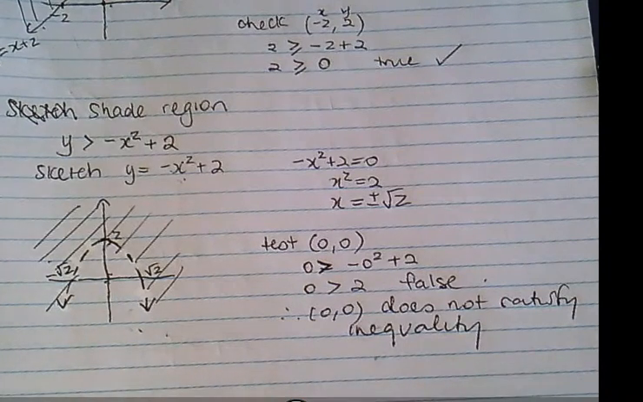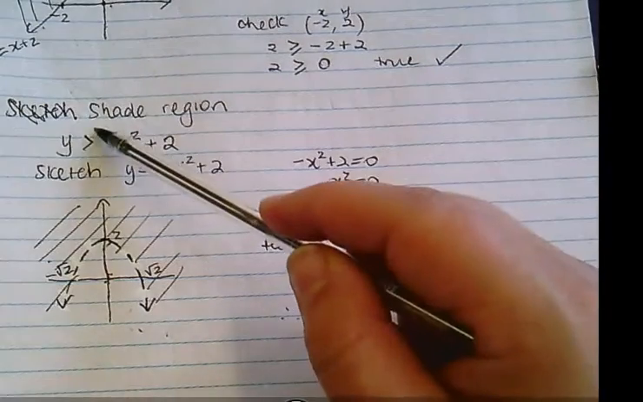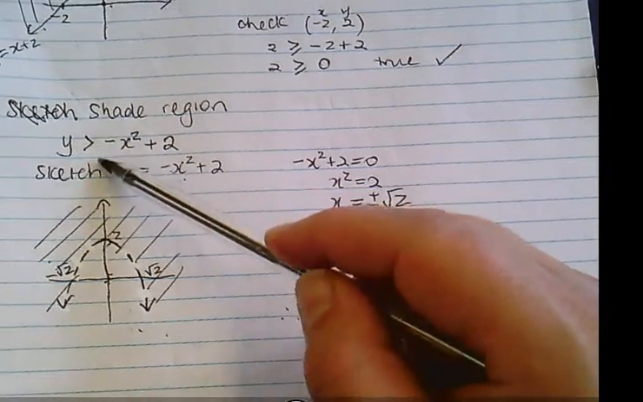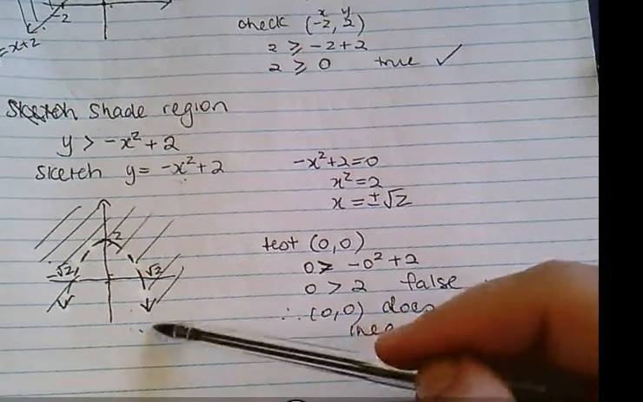Okay? And it never works inside or outside? No, it always will work for one of them. So if I had y is less than, I would have just shaded in there.